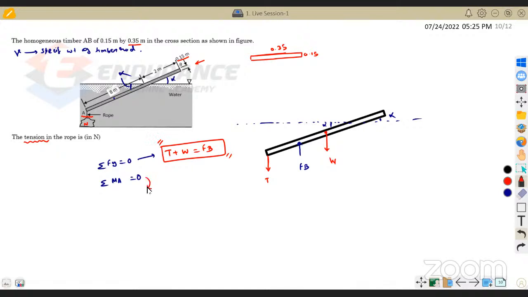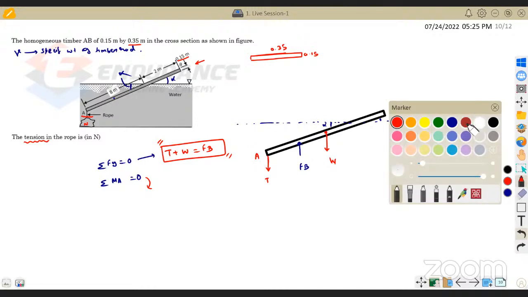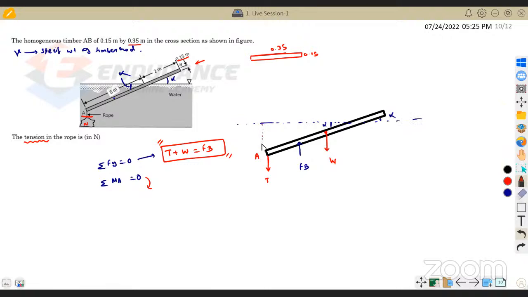One more, moment about point A is equal to 0. This is what we need to determine, right? So this is point A. Now let me just draw a dotted line here. Now see, we know that this total distance was 8 meter. This total distance was 8 meter.